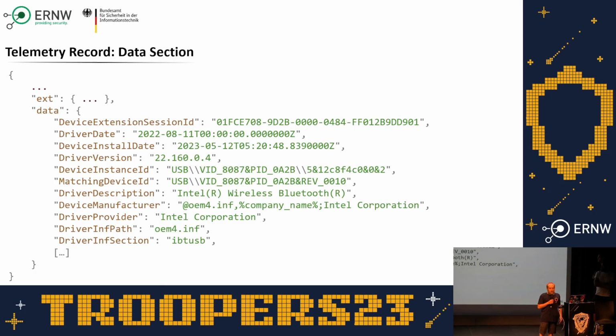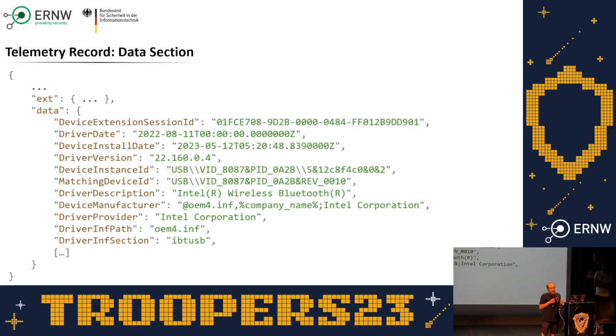Now, to the data field. This field is always specific to the record that produced the telemetry. In this case, if we remember back, it was related to Bluetooth and device information, and what we can see here is plenty of information regarding a Bluetooth driver. So we see the corresponding inf file, OEM4.inf at the bottom, the driver provider Intel Corporation, we have manufacturing information, a description of the driver, we see it's a wireless Bluetooth driver, device instance IDs, installation time of the driver, so we already see there's a lot of information included in there.